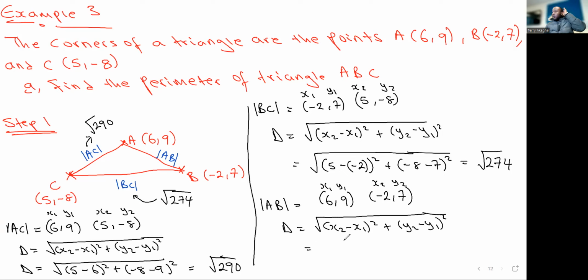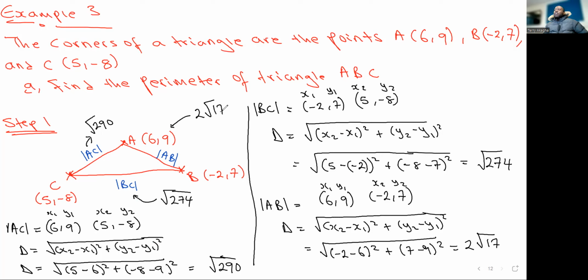And that will give us the square root of x2, which is -2, minus 6, all squared, plus y2, which is 7, minus 9, all squared. And when you press this in your calculator for AB, the answer you will get will be 2 root 17. So AB here is going to be equal to 2 root 17.